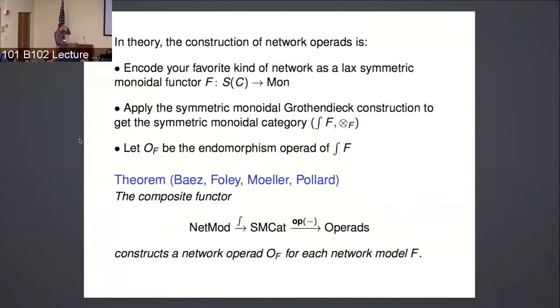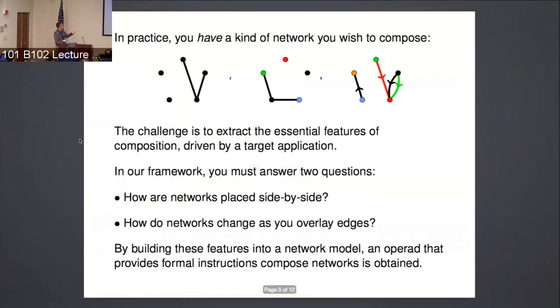Just to let you know, in theory, the way you go about constructing network operads is that you first construct a functor, then that gives you a category, then that gives you an operad, and then once you have an operad, you can say, well, we have all these great algebras. But when you're actually doing this in practice, you're working from the other direction. In practice, you have some kind of network model that you want to actually compose.